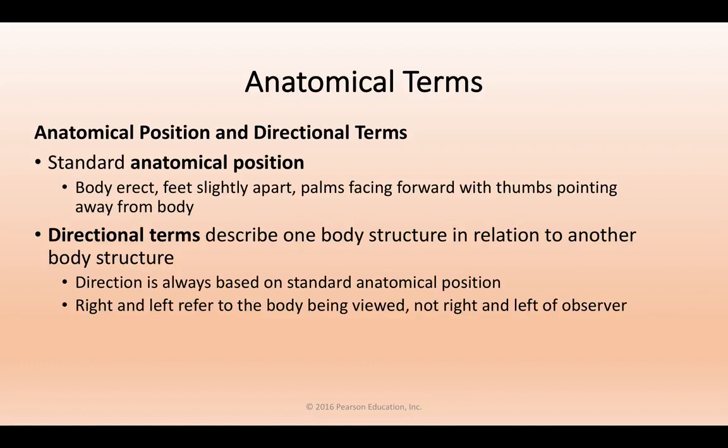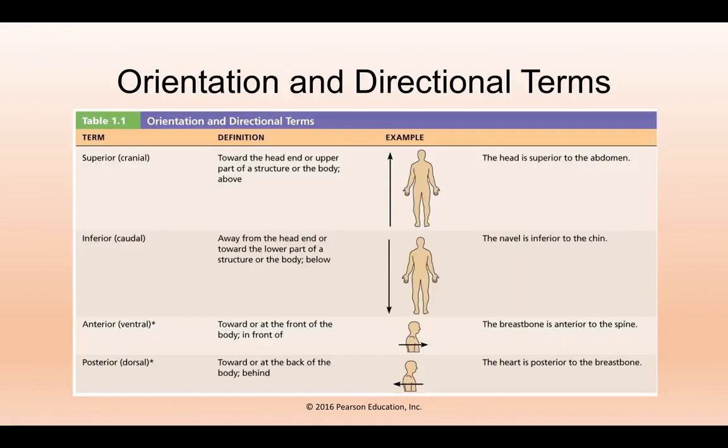Now when we're talking about directional terminology, these are paired terms that help us identify the relationship between different organs. For instance, the words superior and inferior, also referred to as cranial and caudal. Superior implies we're moving toward the top of the body, or your head, versus inferior means you're moving downward or toward your feet. A way to explain this with an example is your head is superior to your shoulders. Your feet are inferior to your abdomen.